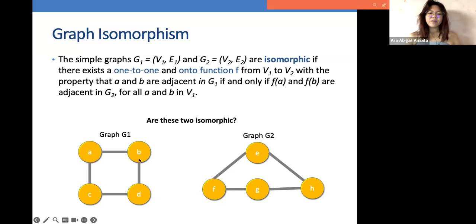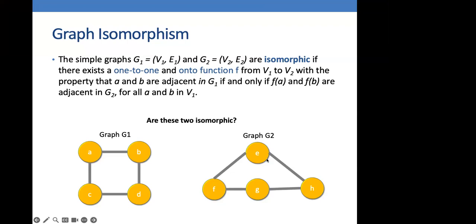So anyway, going back to these graphs. We have a graph G1 consisting of vertices A, B, C, and D. And then we have also a graph G2 consisting of 4 vertices E, F, G, and H. So can we say that these two are isomorphic?